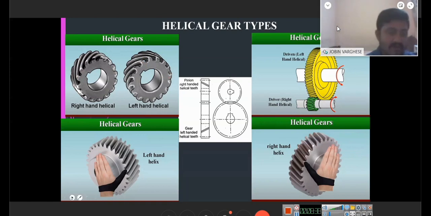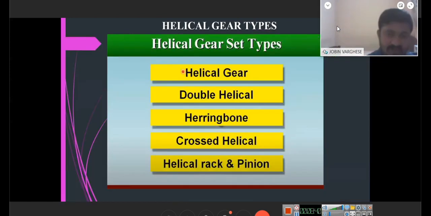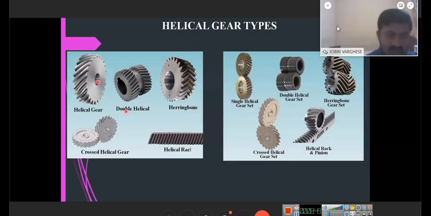Different other types of helical gear sets are the helical gear, double helical, closed helical, and helical rack and pinion. These are some of the figures which show the normal helical gear, double helical gear, closed helical gear, and rack, then in the meshed or mating format, where two gears are mated together. These are the types. However, this is not covering our syllabus, and we're not going into that. I'm dealing only with the helical gears.